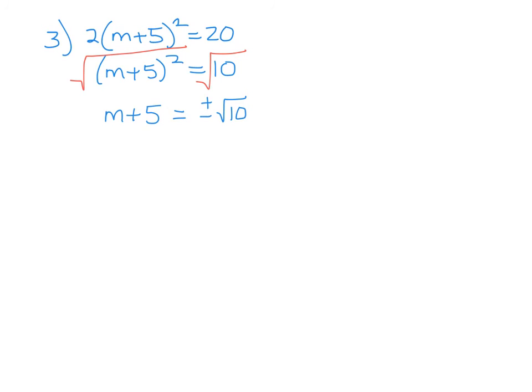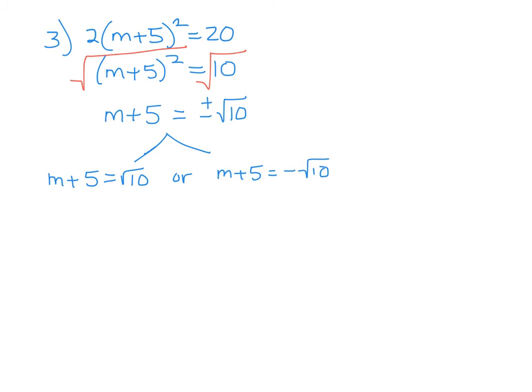Okay, so this leads to actually two things. So m plus 5 equals positive the square root of 10, or m plus 5 equals negative square root of 10. And then you solve each of those, okay? Because it could equal positive or negative. So one more step here.